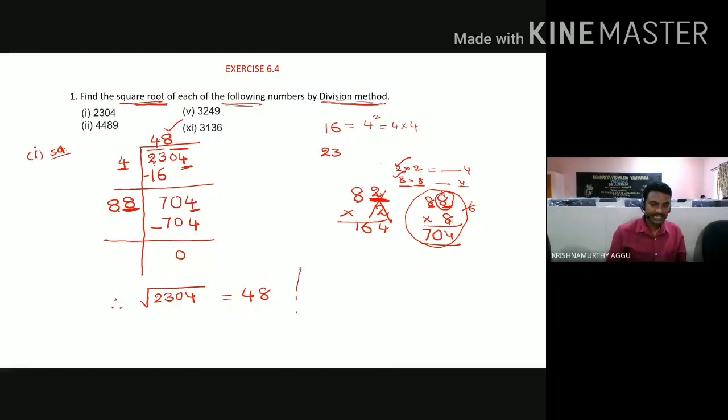To check whether your answer is correct or not, what is the answer you got? 48. You multiply it with itself. 8 8s are 64. 8 4s are 32. 4 8s are 32. 32 plus 32 is 64, plus 6 is 70. 4 4s are 16 plus 7 is 23. Did you get the same number 2304? Yes, sir. Your answer is correct.